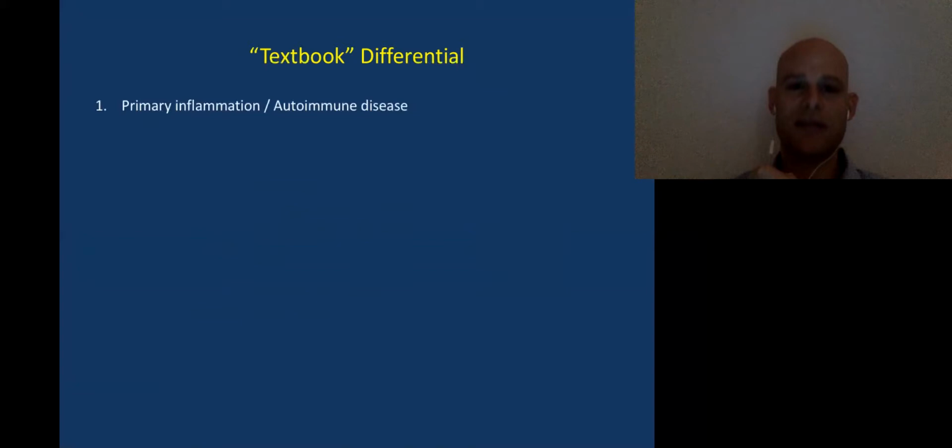So the first large aspect of the differential. Patients that come in, like I showed you, that have dacryoadenitis or myositis or fatty inflammation is primary or autoimmune disease. And I break down primary or autoimmune disease into three categories.